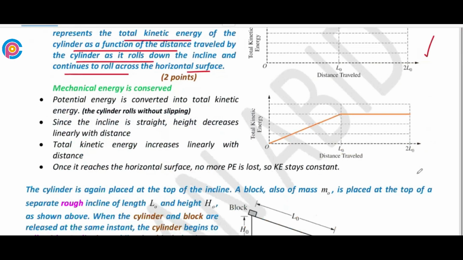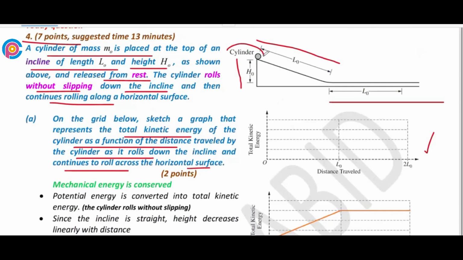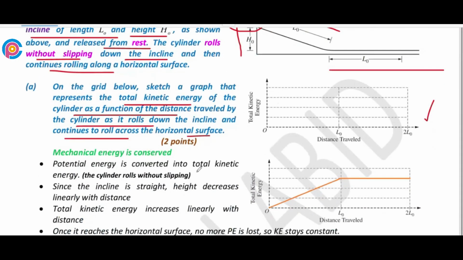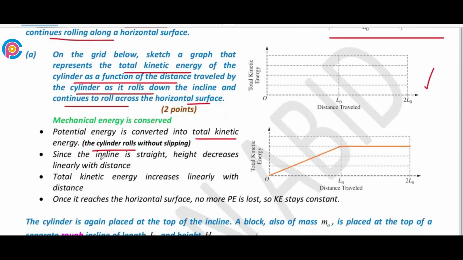So I have designated the potential energy at this height. When the cylinder is at the top, it is at rest, so the sole energy is potential energy. When it starts to move, the potential energy starts to convert into kinetic energy. The cylinder rolls without slipping, and the incline is straight, so height decreases linearly with distance, and total kinetic energy increases linearly with distance. On reaching the horizontal surface, there is no further loss of potential energy, so kinetic energy remains constant.